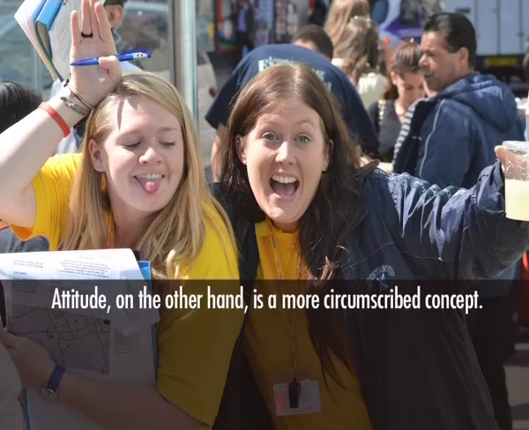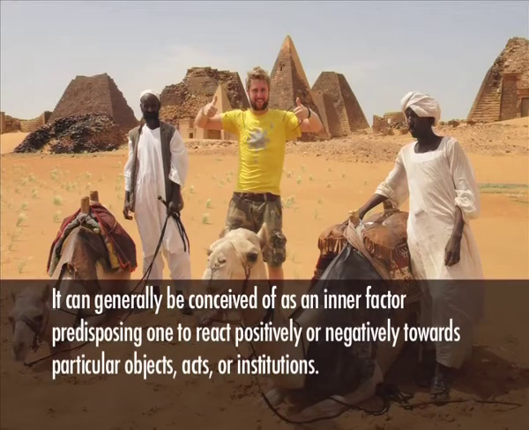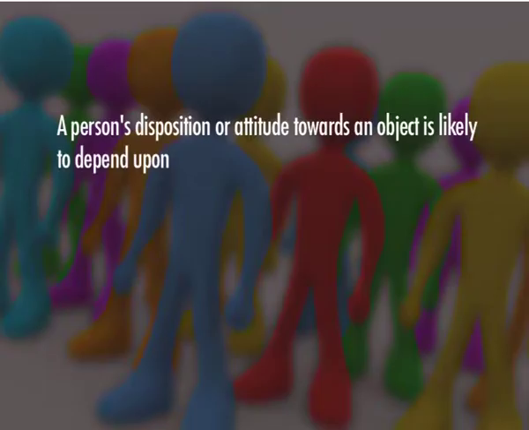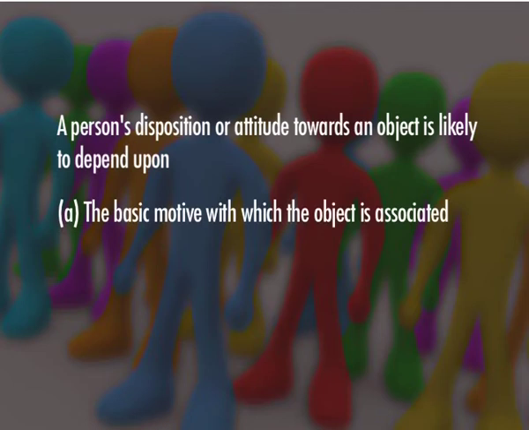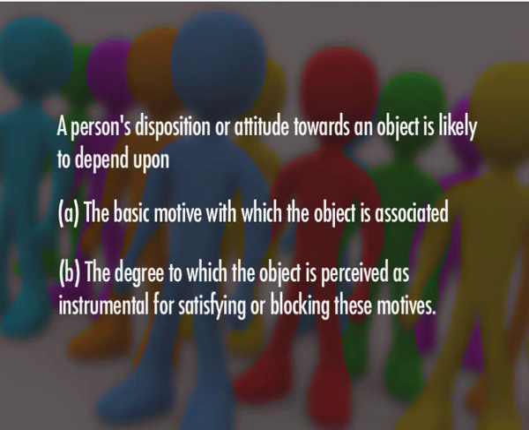Attitude, on the other hand, is a more circumscribed concept. It can generally be conceived of as an inner factor predisposing one to react positively or negatively towards particular objects, acts, or institutions. A person's disposition or attitude towards an object is likely to depend upon A. the basic motive with which the object is associated, and B. the degree to which the object is perceived as instrumental for satisfying or blocking these motives.